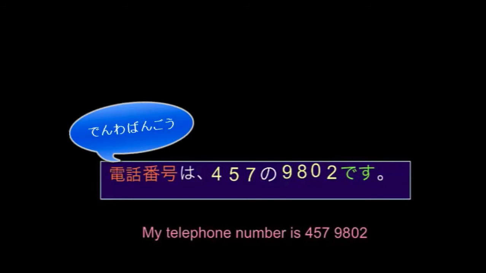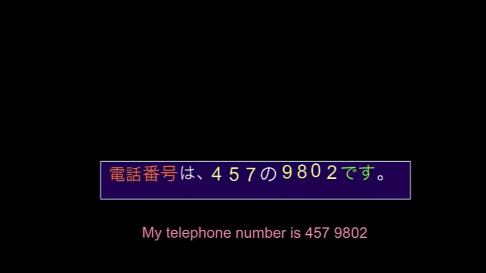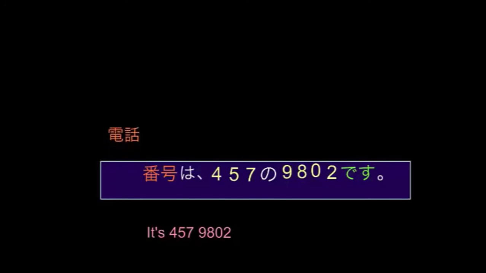So we get denwa bango wa, 457-9802 desu. Now the short form or the less formal form of that would be, in English, it's 457-9802. Now the way we shorten the Japanese sentence is we simply remove our topic. And if you recall, our topic was denwa bango. Now if we remove the topic, we must remove the topic particle because these two are never separated.